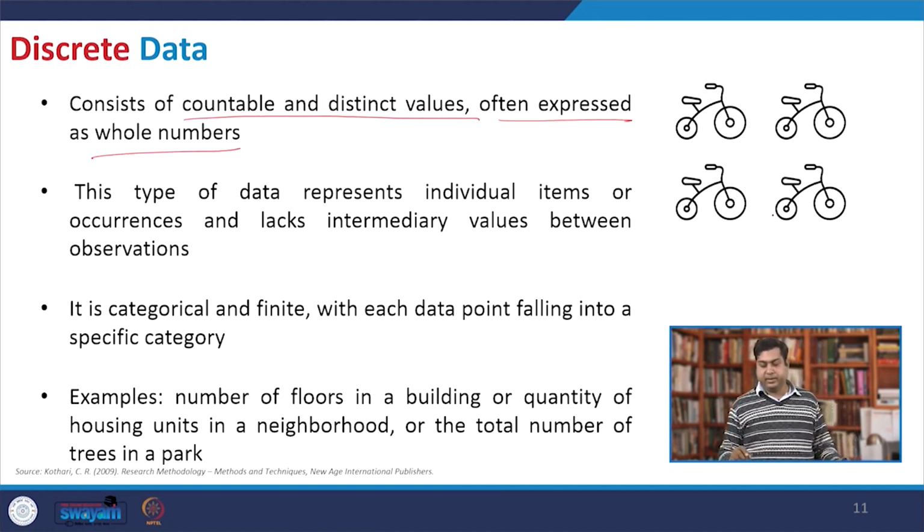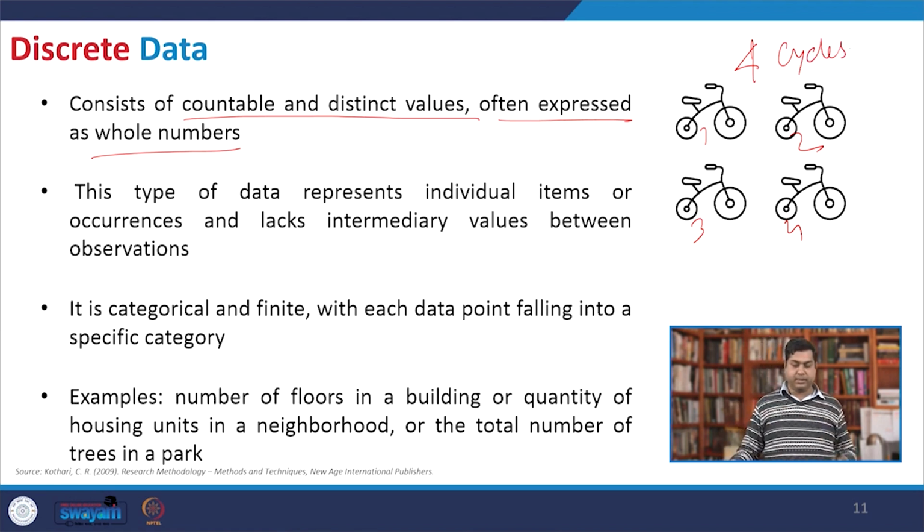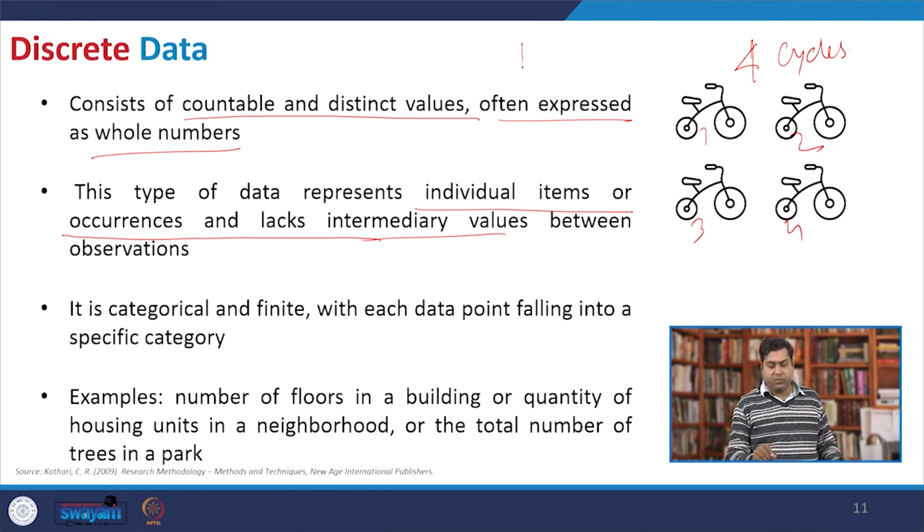Say, for example, in this case what you can see is a cycle. So how many cycles are here? 1, 2, 3, 4. So 4 cycles, and we can say that this information is discrete. This type of data represents individual items or occurrences and lacks intermediary values between observations. In such cases my value is either 1, or 2, or 3. I cannot have some value called 1.5. So 1.5 cycles is not possible, right?